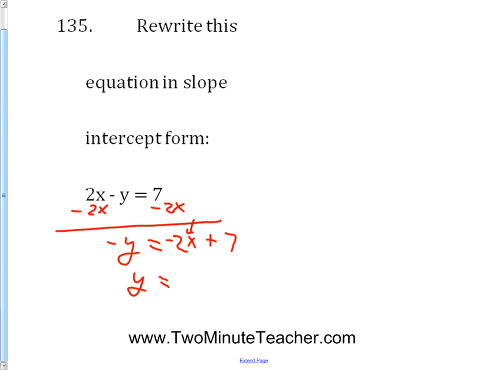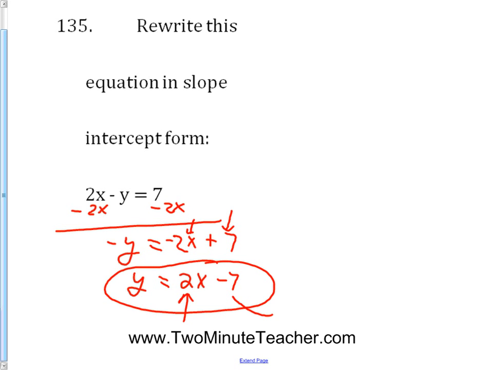And if I multiply this by negative 1, I get positive 2x. And I multiply this by negative 1, and I get negative 7. So there it is. Now that's just handy form, slope-intercept, because it has the slope right there of the line, and it has the y-intercept right there.